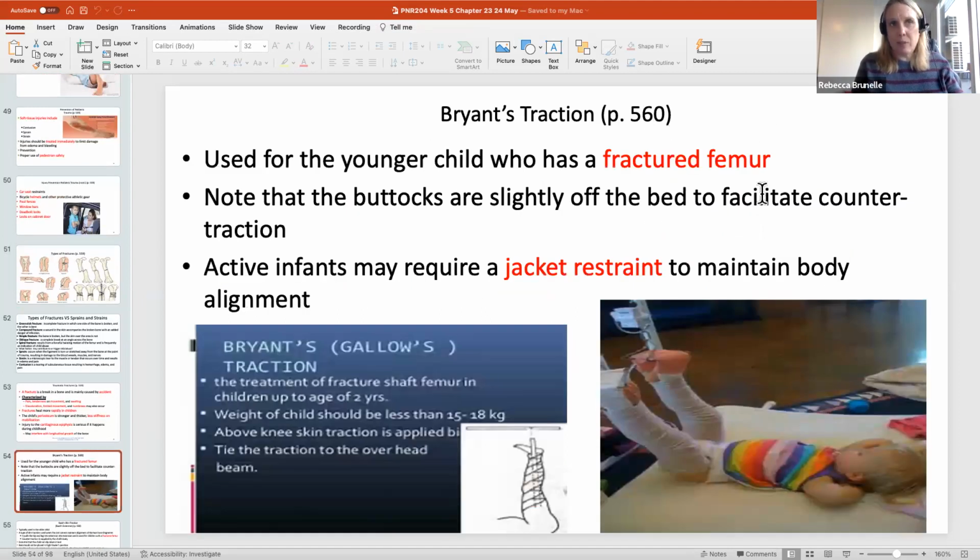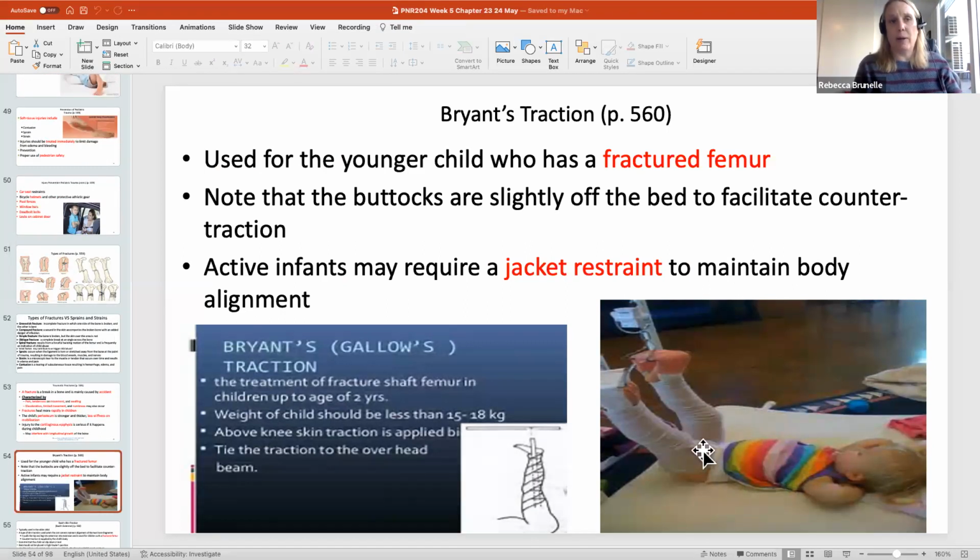So specifically for fractured femurs, children will sometimes end up in traction. There are 3 different types of traction that we talk about in this class. You need to remember that Bryant's traction is the one for the little kids. So this is going to be 2 and under. And this is a picture here.